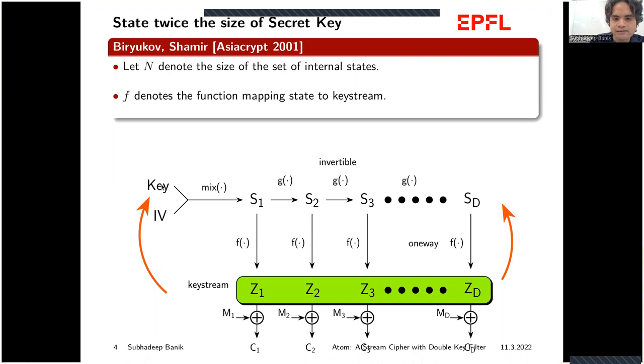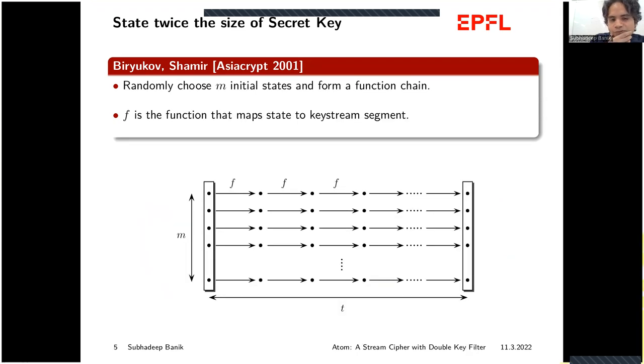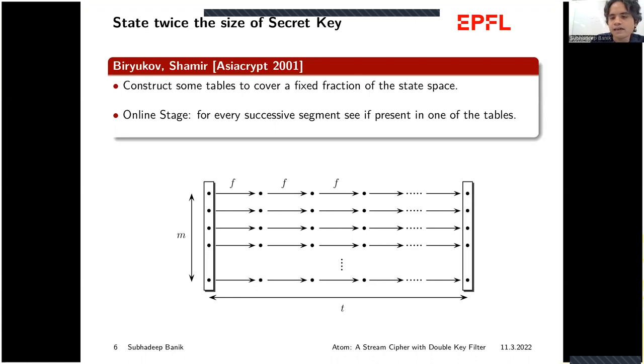Now, the idea suggested by Biryukov and Shamir to do this was to construct offline tables, which the attacker could then use in the online stage to find the key. So the idea was as follows. The attacker chose, let's say, M random states from the internal state space of the stream cipher, and then iterated this function F T number of times. And then he stored the endpoints of the chains in the table. So after having done so, the attacker covered a fraction of the state space in one table. Now in the online stage, the attacker tries to look for a given keystream segment in the table.